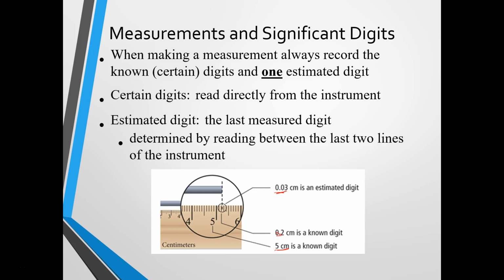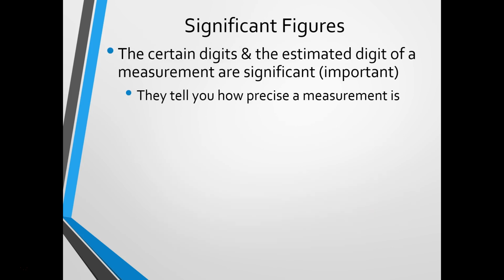An estimated digit is a digit that we determine by reading in between the lines. So let's say we have our measuring cup labeled at 1 cup, 2 cup, 3 cup, and our water is right here. Our certain digit would be 2, but if we wanted to measure that, we'd say it's really in between 2 and 3, so it's probably 2.5. This is our certain digit, which I'll do as CD. This is our estimated digit. We'll talk more about measurement tomorrow, but that's how we determine significant figures when we measure.